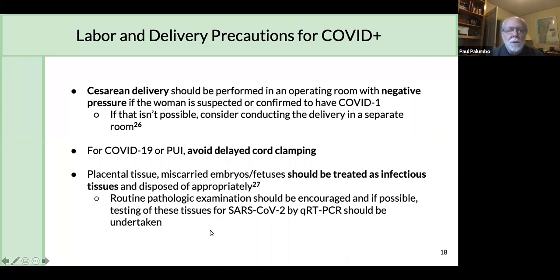Any placental tissue, miscarried embryos or fetuses should be treated as infectious tissues and disposed of or cared for appropriately. If possible, routine pathologic examinations should be encouraged, and investigation of the presence of the virus by quantitative RT-PCR should be undertaken. I must say this is not common to be done, but it would provide a lot of useful information if we could do this on a more regular basis.